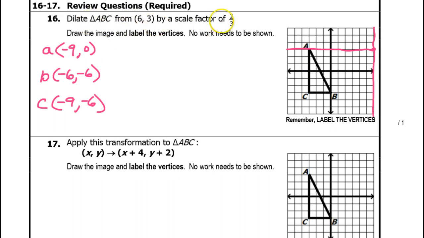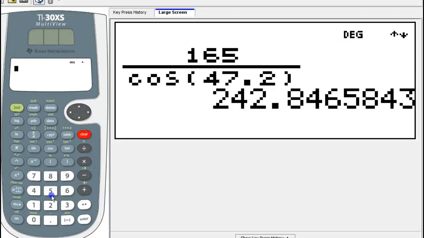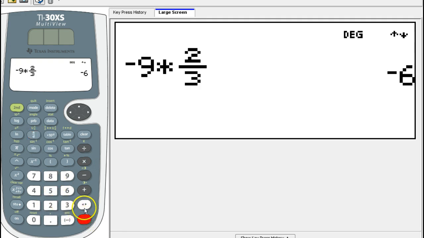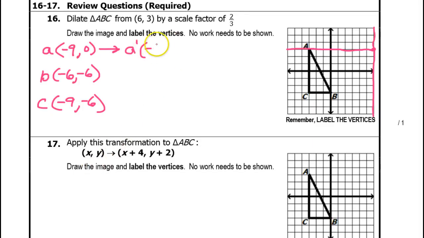When you're dilating by a certain scale factor, all you do is multiply everything by that scale factor. So if I want to find fake A prime, I'm just going to multiply both of these numbers by 2/3. So -9 times 2/3 is -6. So I'm going to get -6. And 2/3 times 0 is just going to be 0.